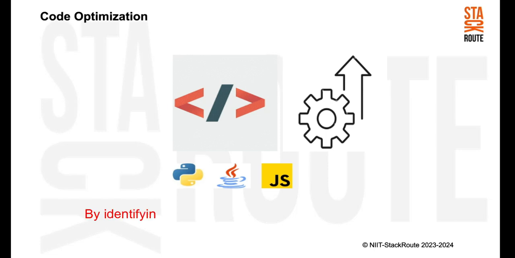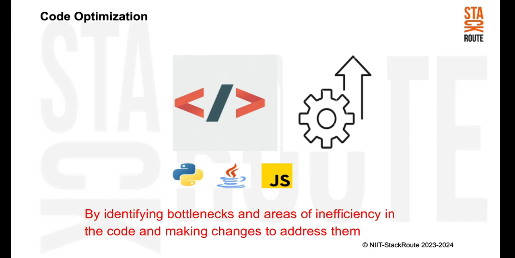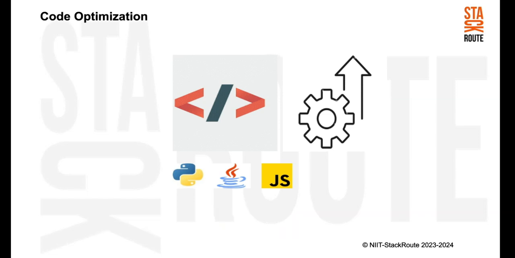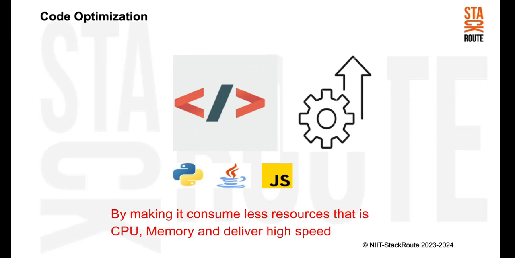It is typically done by identifying the bottlenecks and areas of inefficiency in the code and making changes to address them. And this may involve reducing the number of instructions executed by the code, optimizing the memory usage, and utilizing more efficient algorithms and data structures. So in simple words, optimization is a program transformation technique that tries to improve the code by making it consume less resources, that is CPU, memory, and deliver high speed.